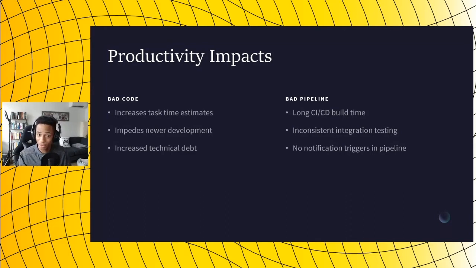Next up, point 2 is inconsistent integration testing. So having inconsistent integration testing affects productivity because, again, as we referenced before, it's very difficult to be productive when things are failing and succeeding, and there's no consistency in regards to the integrity of how things are ran.